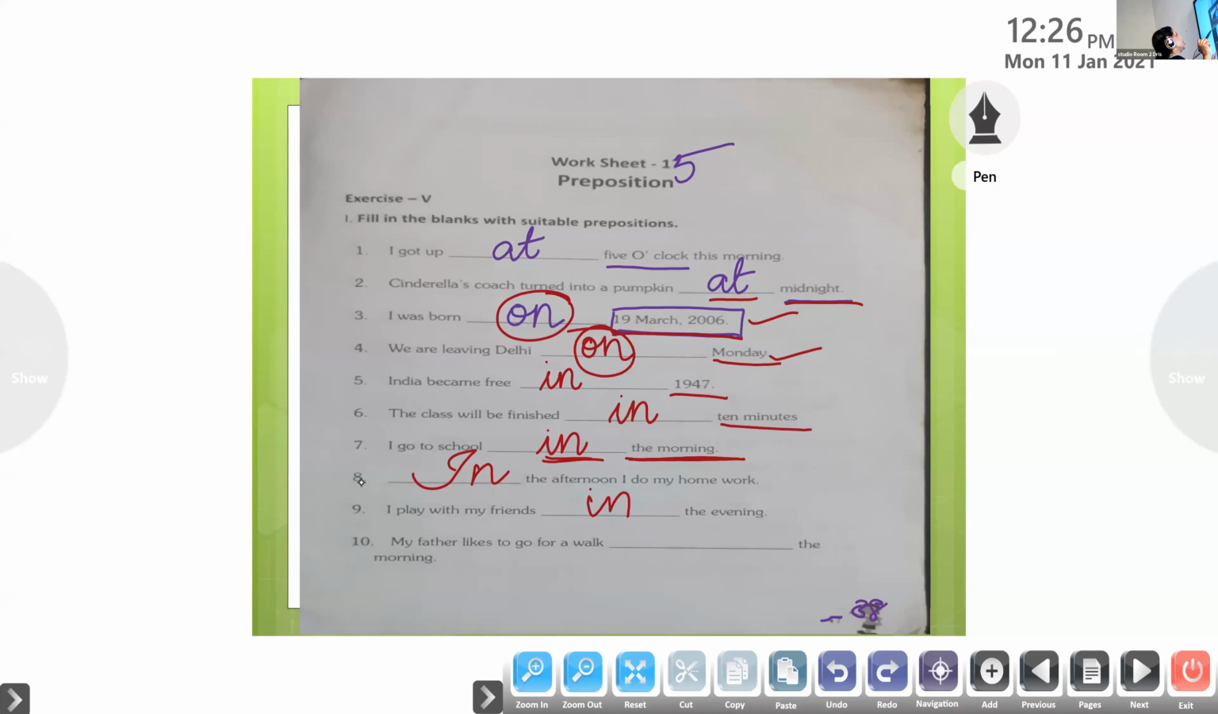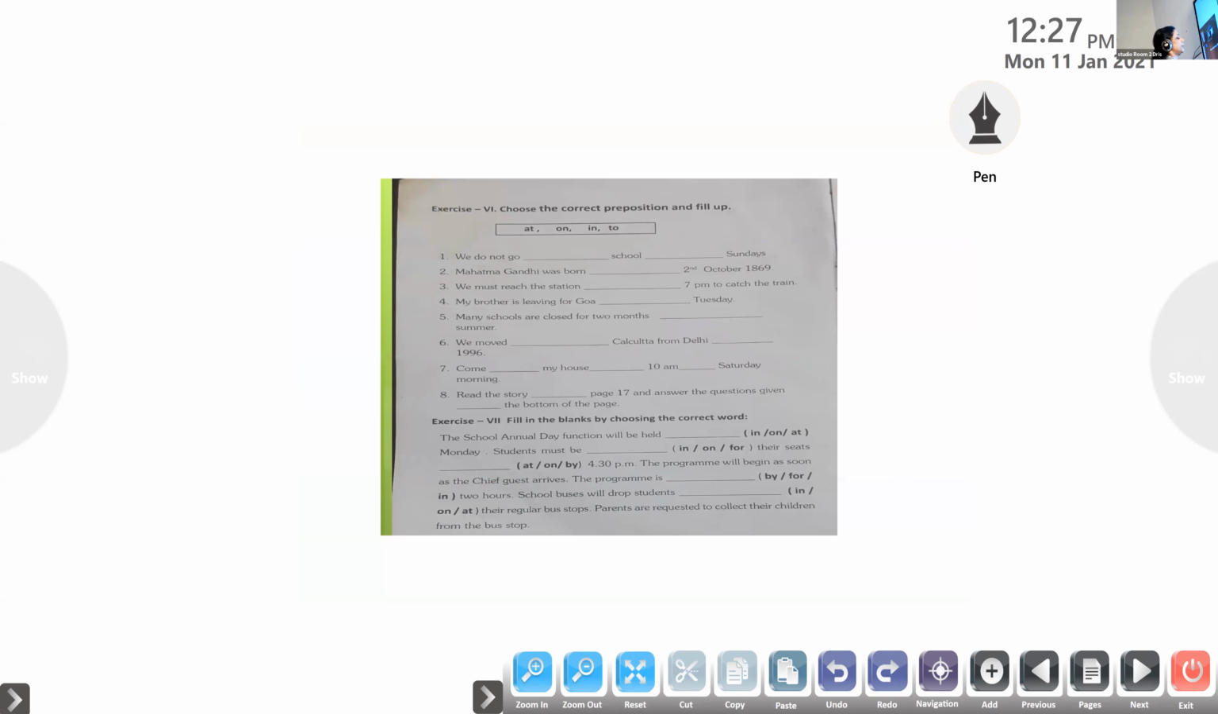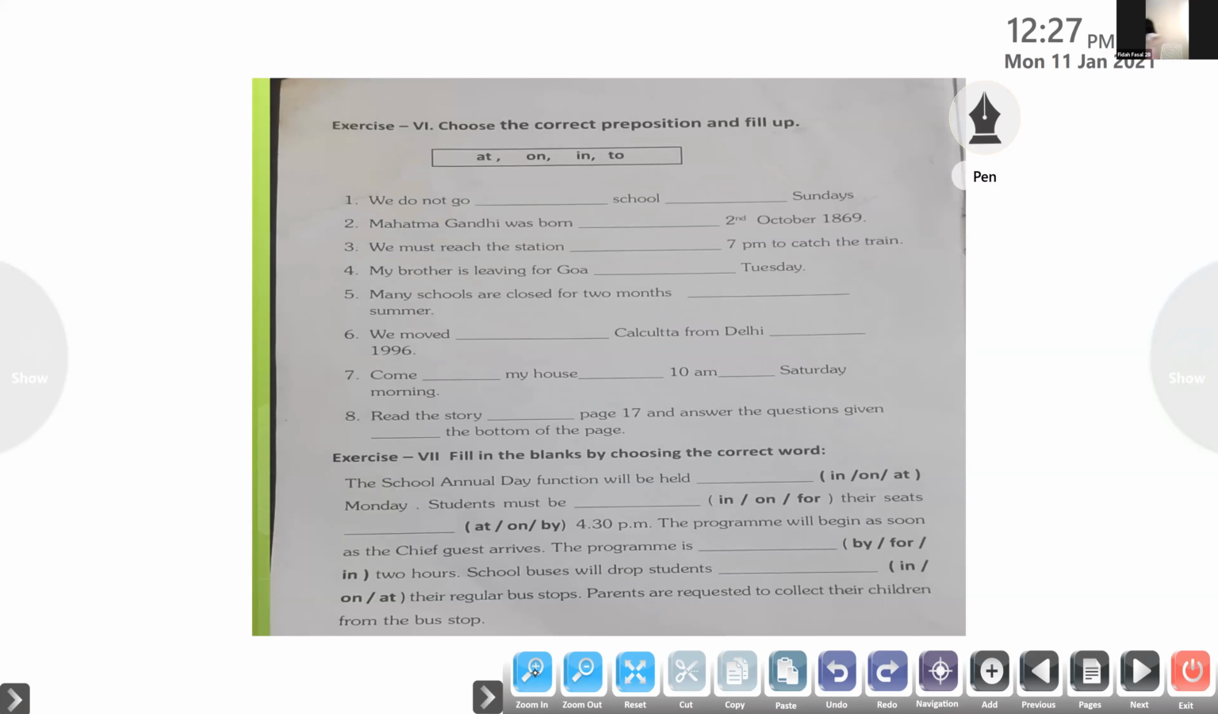Okay. Now, I'll move on to the next question. Goes to Fida. Come on, Fida. Do the 10th question. My father likes to go for a walk in the morning. Very good. In the morning. So, I hope in this page, all the questions are very clear. Have you finished this exercise, which is on page number 38? Okay. Now let's move on to the next page. So have all of you finished? Let's move on to the next page.